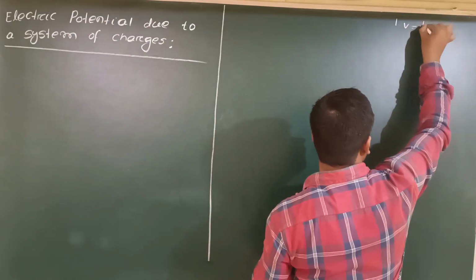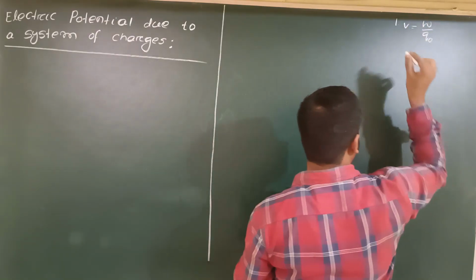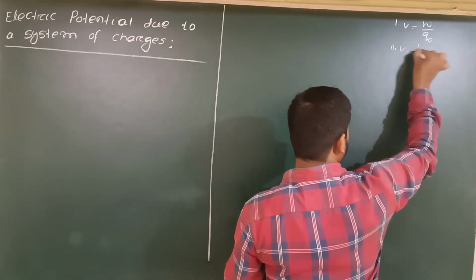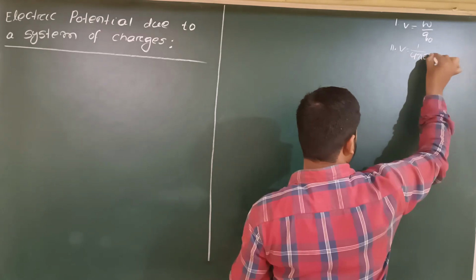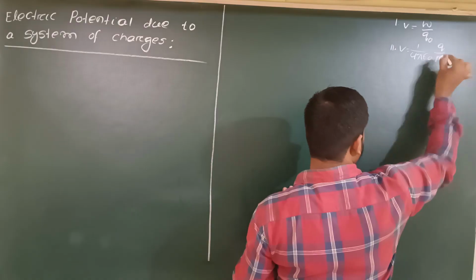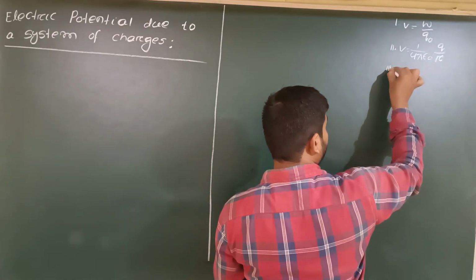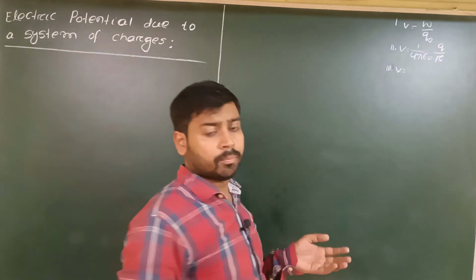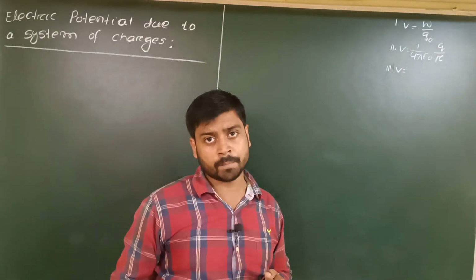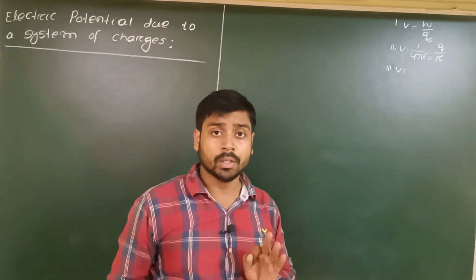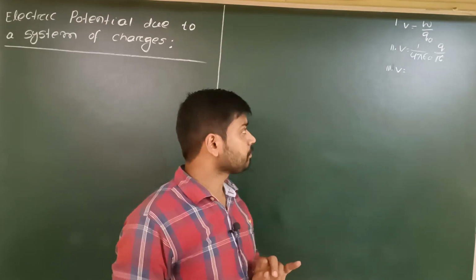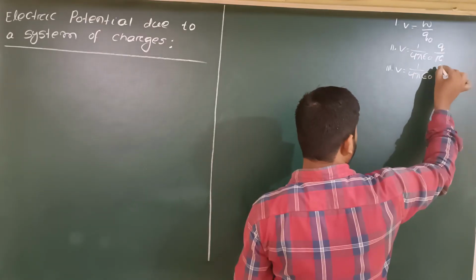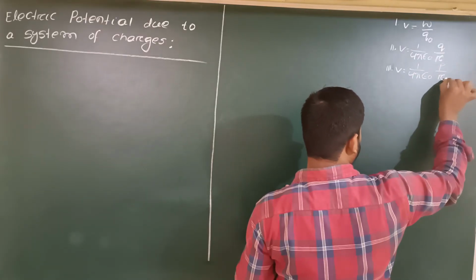From electric potential, we have the formula V equal to W upon Q naught. And from electric potential due to a point charge, we have the formula V equal to 1 upon 4 pi epsilon naught Q upon R. Yes or no? And then for the electric potential due to an electric dipole, we have three formulas actually. One for the axial line, then for the equatorial, and then for any point. We know for the equatorial point electric potential is 0, and for axial we have the formula 1 upon 4 pi epsilon naught P upon R square.